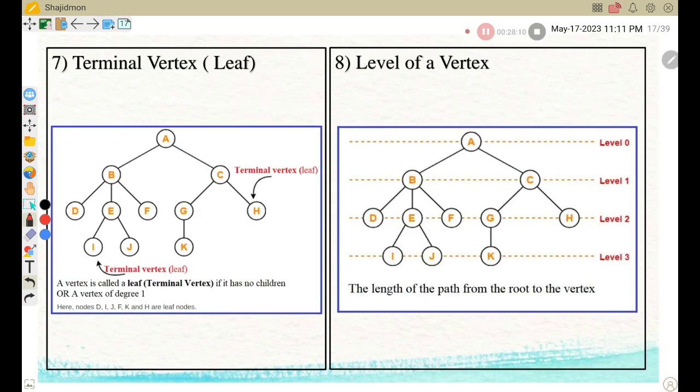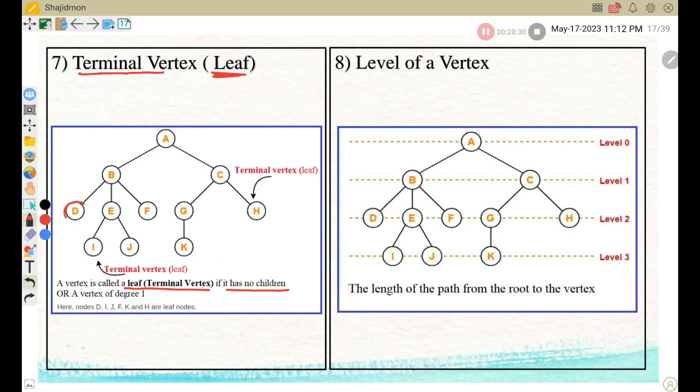Now let me come to the next point, terminal vertex. What is the meaning of terminal vertex or leaf? We are calling it the leaf. Initially I showed what is the meaning of leaf. So a vertex is called a leaf or terminal vertex if it has no children. No children means that is the leaf.